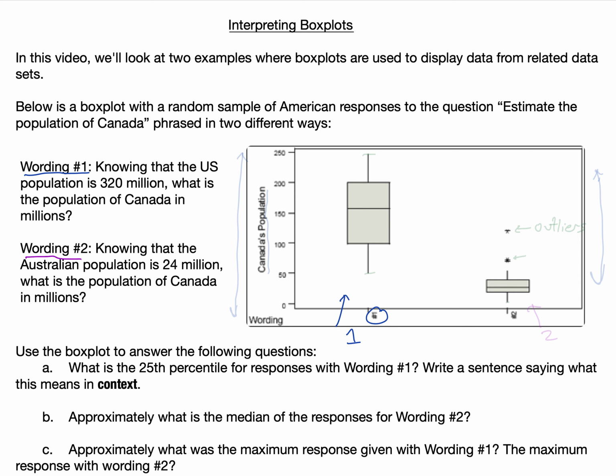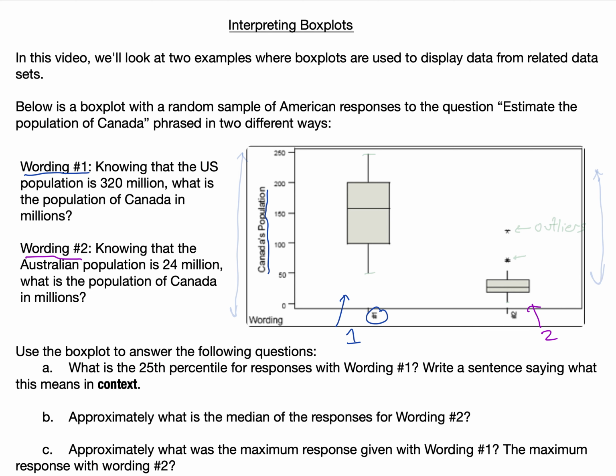And wording two, knowing that the Australian population is 24 million, estimate the population of Canada in millions. And so these are the responses to wording number two. So these are the estimates that were given for Canada's population by Americans asked this question in the two different ways. And so what we want to do is compare those data sets and answer the following questions.